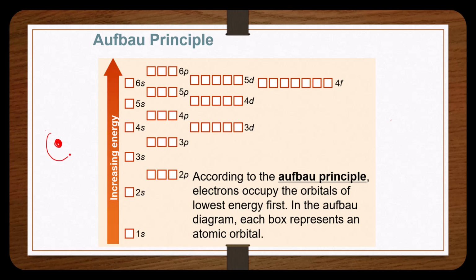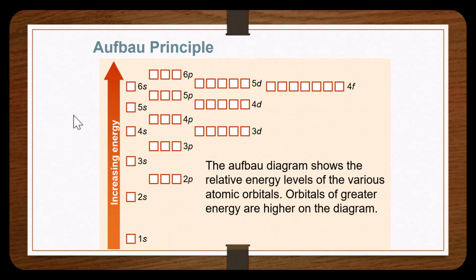So if we have the Bohr diagram, start filling in the electrons from the lowest energy right here, which would be this orbital on the Bohr diagram, and we would fill the electrons of the atom from the lowest energy up to the highest. So on the Aufbau principle diagram, it would go from the bottom to the top. And on the Bohr diagram, it would go from the inside out. The Aufbau diagram shows relative energy levels of various atomic orbitals. Orbitals of greater energy are at the higher part of the diagram.